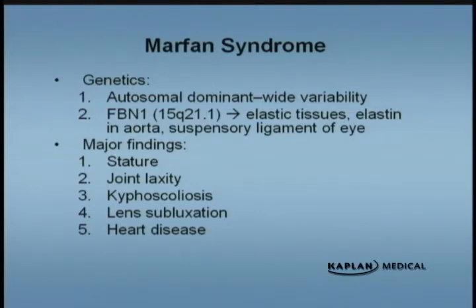Many of these patients wear glasses. They have very terrible eyesight, and they wear those thick lenses on their glasses and are predisposed to lens dislocation. And they're also predisposed to heart disease. And one of the big ones that you need to worry about is mitral valve prolapse and dissecting aortic aneurysms.